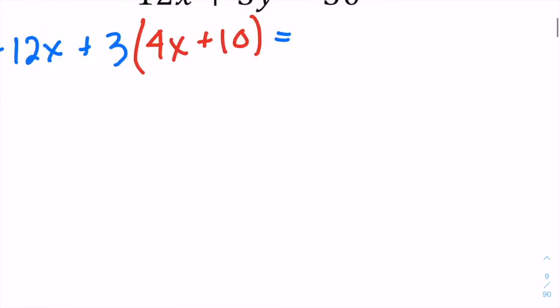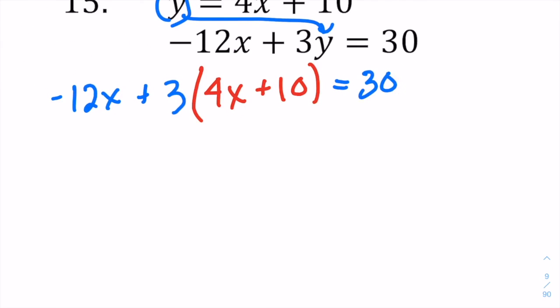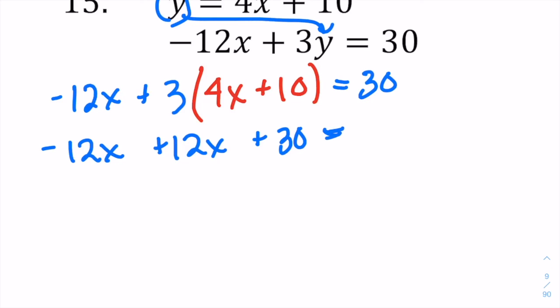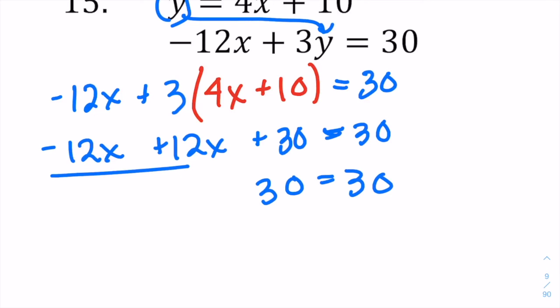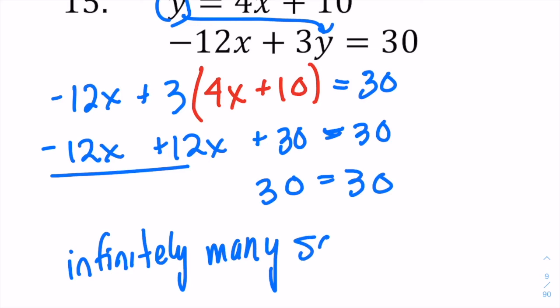Equals 30. Okay, so we go ahead and solve: negative 12x plus 12x from the distributing plus 30 equals 30. All right, those are all gone. So 30 equals 30, which is a true statement, of course. So we have infinitely many solutions. All right, and that is the basics of what we need to know to solve systems of equations by the substitution method.